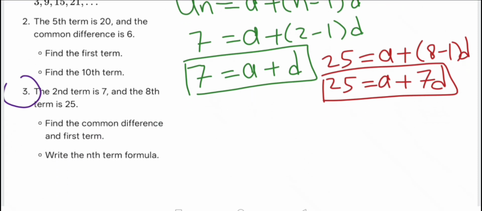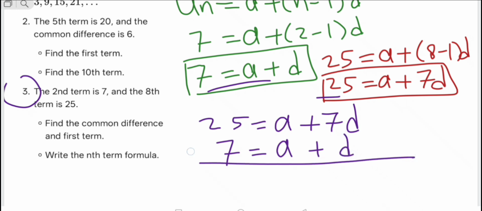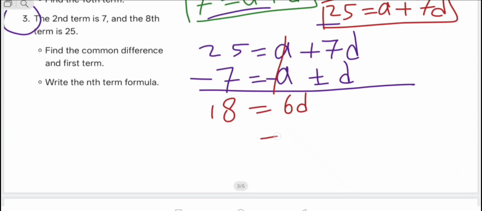Now by using these simultaneous equations, we will find the common difference and the first term by solving them. We will subtract the first from the second one. 25 equals a plus 7d, minus 7 equals a plus d. If you subtract, the sign will change. So we will get 25 minus 7, which equals 18. So a minus a cancels, 7 minus 1 equals 6d. So d equals 18 divided by 6.